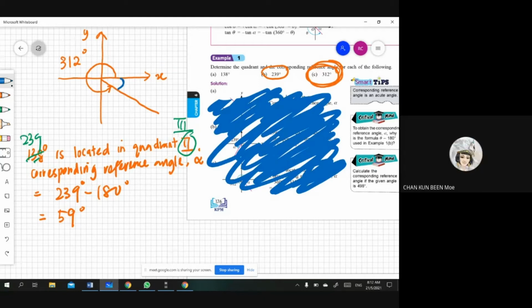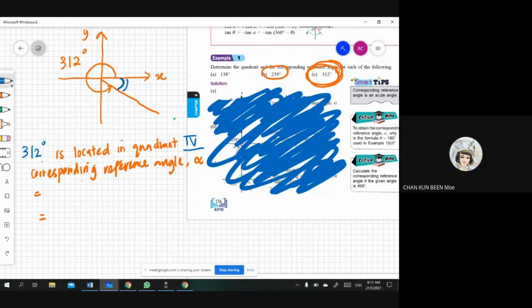Yes. Okay, now first you tell me 312 degrees is in which quadrant? The fourth. Which quadrant? Quadrant 4. Yes, very good. It is in quadrant 4. Okay, now we have to calculate the corresponding reference angle. This one, the alpha. So, do you have any idea how to get that angle in blue? This one?